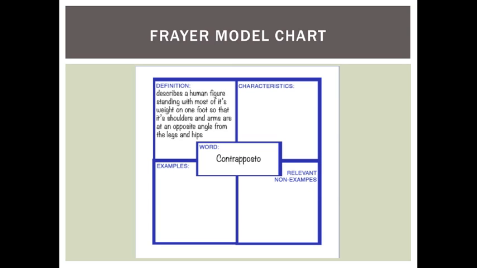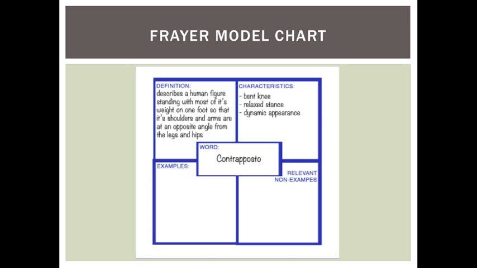The definition for contrapposto describes a human figure standing with most of its weight on one foot, so that its shoulders and arms are at an opposite angle from the legs and hips. Once you have filled in the definition, you can begin a list of characteristics for the vocabulary word. The characteristics I chose for this particular word are bent knee, relaxed stance, and dynamic appearance, as these are all traits of a successful contrapposto pose. I suggest you have 3 to 5 characteristics for each vocabulary word.